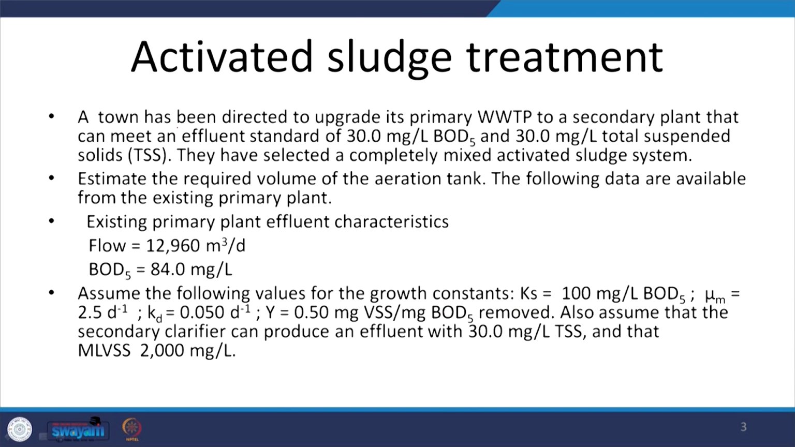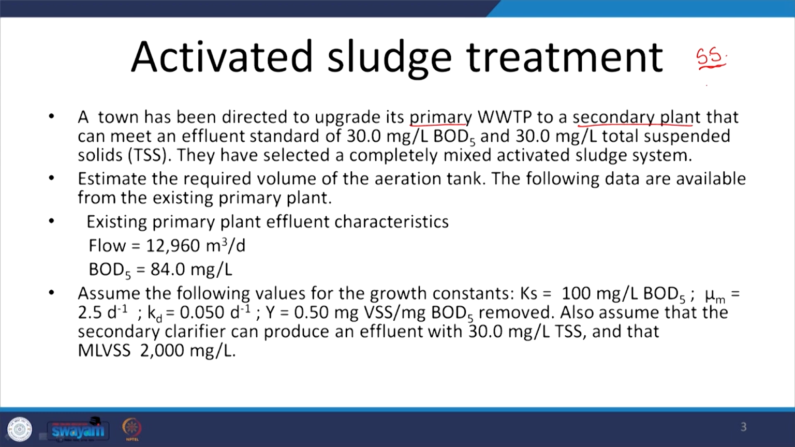A town, this is from I believe McKinsey or Davis, has been directed to upgrade its primary wastewater treatment plant. Earlier it was only primary, meaning they were looking at mostly suspended solids, grit removal and so on, and along with suspended solids some BOD, around 30% BOD, would have been removed. Now they want to build a secondary plant.